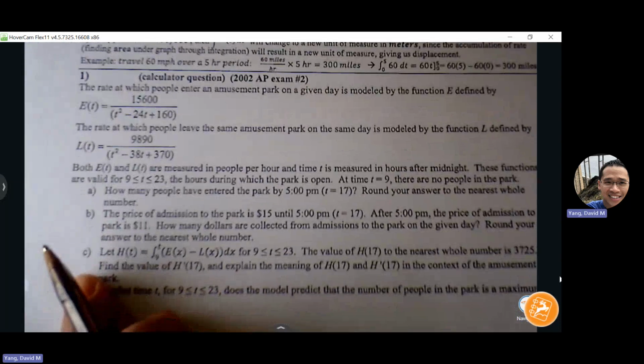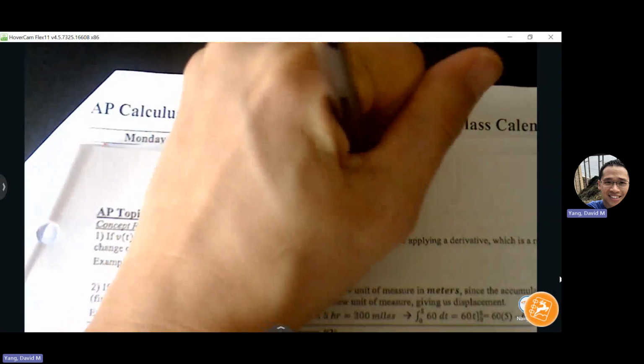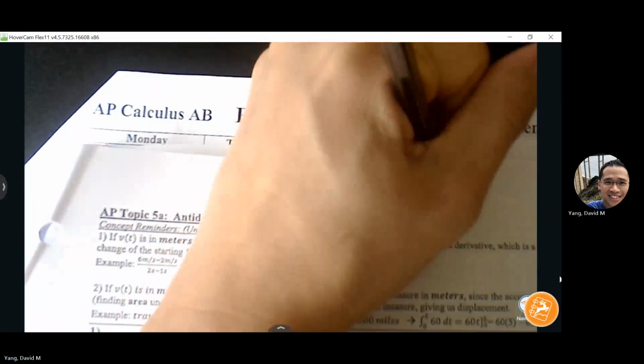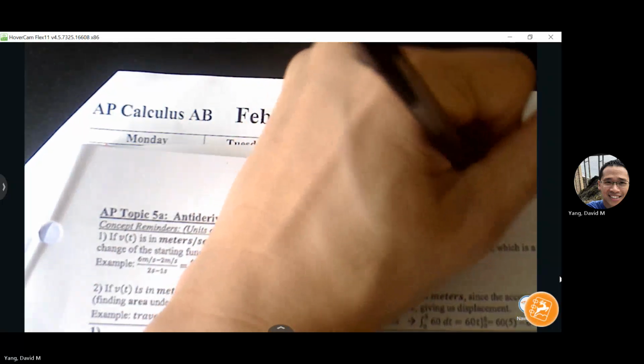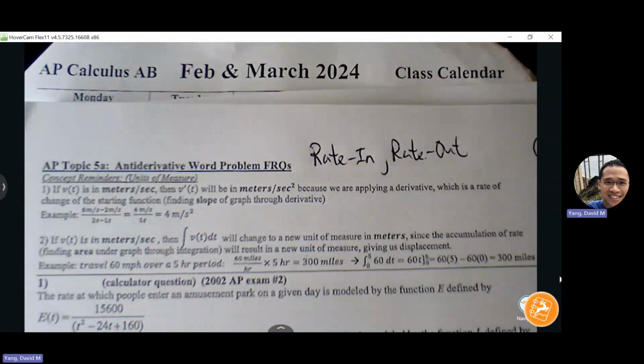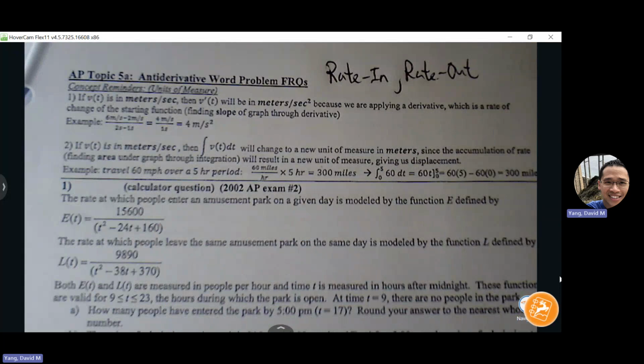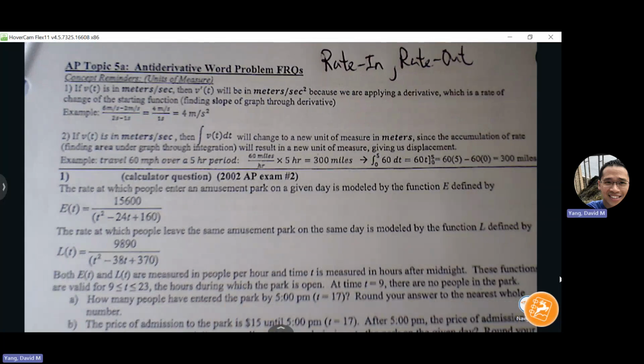Okay, so let's look at example one, problem one here. We call these antiderivative rate in, rate out problems, because there's going to be multiple things going on. You have an accumulation of something that's being added, and then you have something that is being removed, and we have to make sense out of both those things. This has been a popular type of FRQ problem in recent years, so I want to make sure we spend time going over these types of problems.